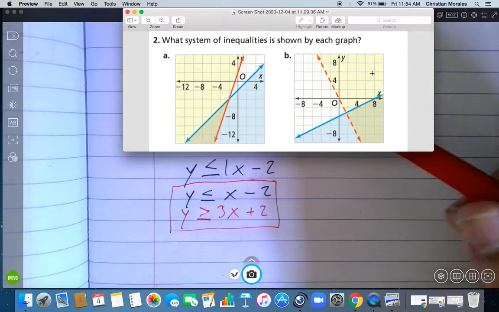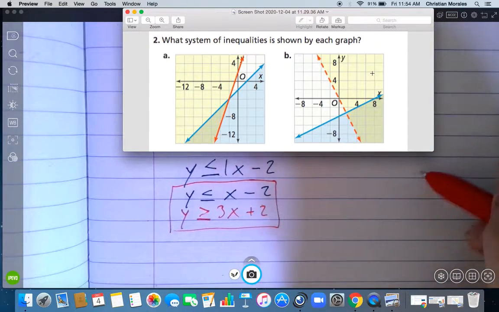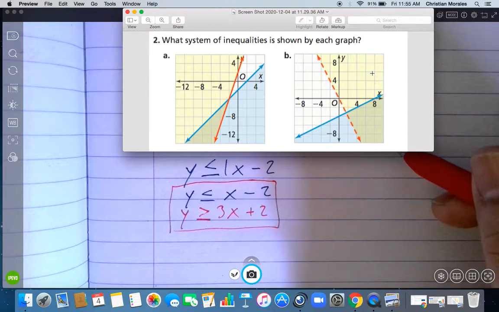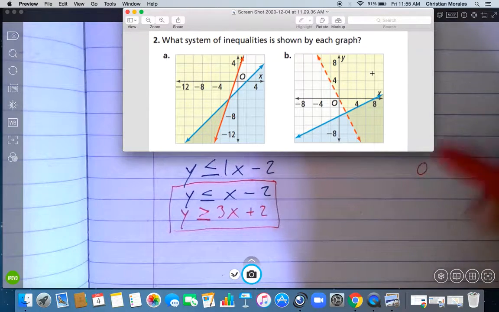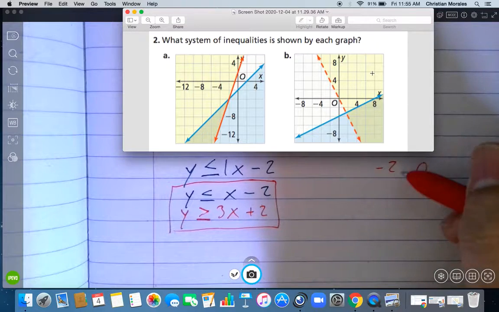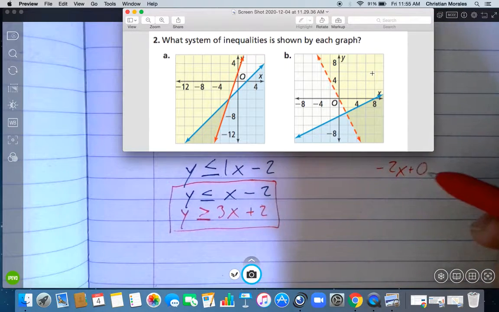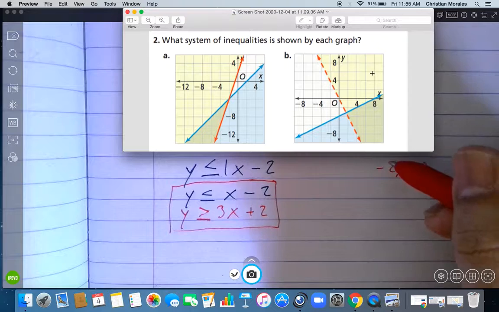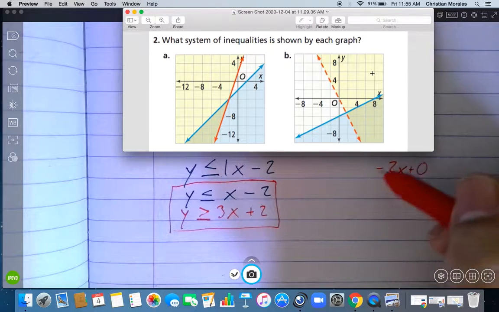Since I have red in my hand, let's do it with the red line. The red line starts at 0. The slope looks like it's going down 1, 2, 3, 4. 4 over 1. No, 4 over 2. So that simplifies to -2x plus 0. Now, it's not a solid line, so I don't draw a line underneath it.